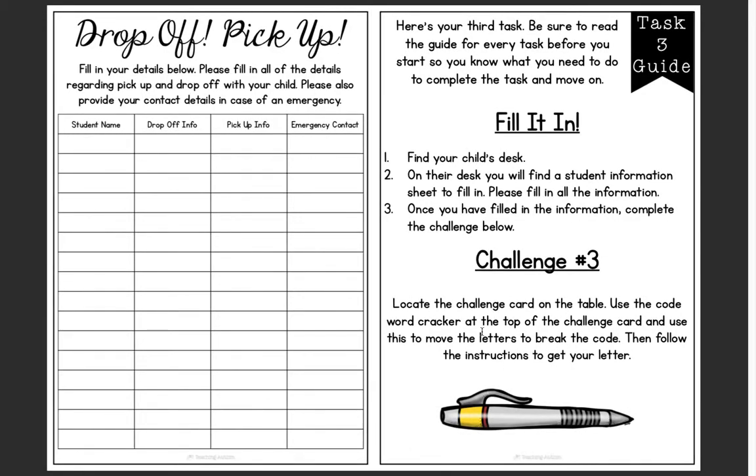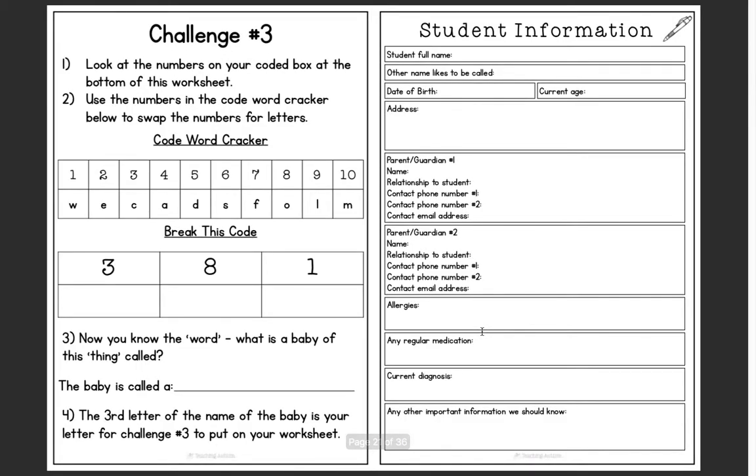Again, you need to locate the challenge cards on the table and use the code word cracker at the top of the challenge card and use this to move the letters to break the code. So here is challenge 3. You're going to look at the numbers on your coded box at the bottom of this worksheet. Use the numbers in the code word cracker below to swap the numbers for letters. So we have numbers 1 to 10 here and 10 different letters underneath. So each letter is attached to a number. So number 1 is W, number 2 is E, all the way along to 10.